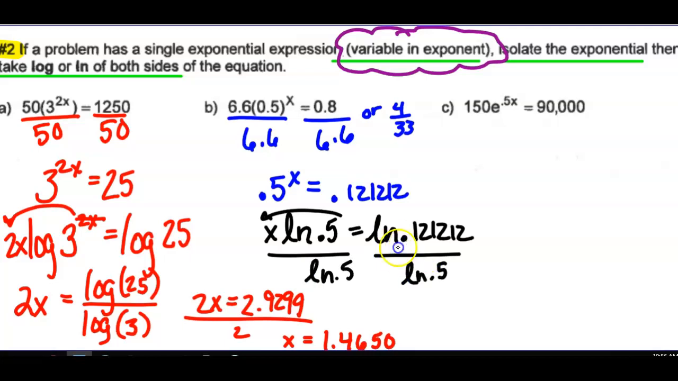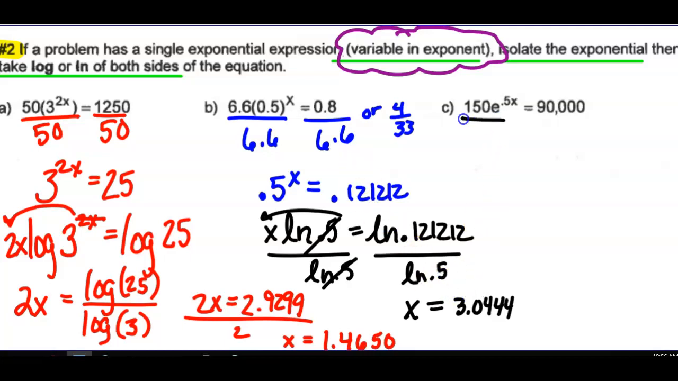Okay, and we're not condensing here. We are literally just dividing the log out. So we get x equals, I type ln 0.121212, close parenthesis, divided by natural log of 0.5 is 3.0444. Okay, please be typing, because if you're not getting these same answers, then we need to figure out where we're going wrong.